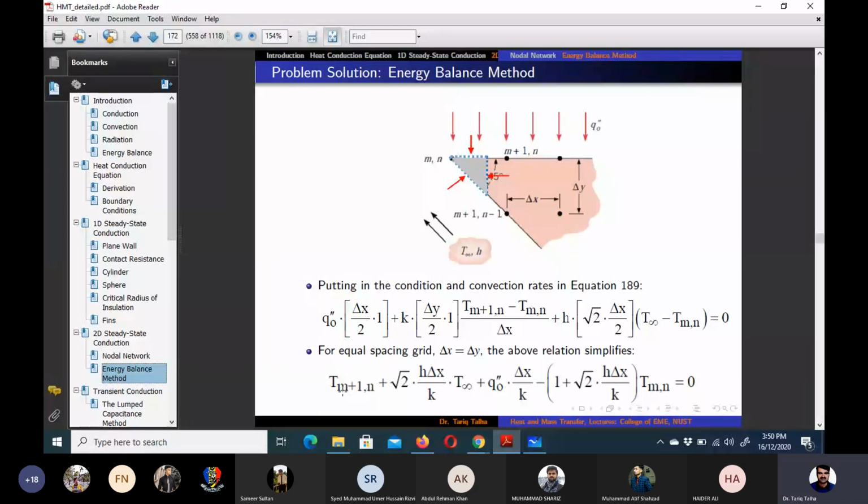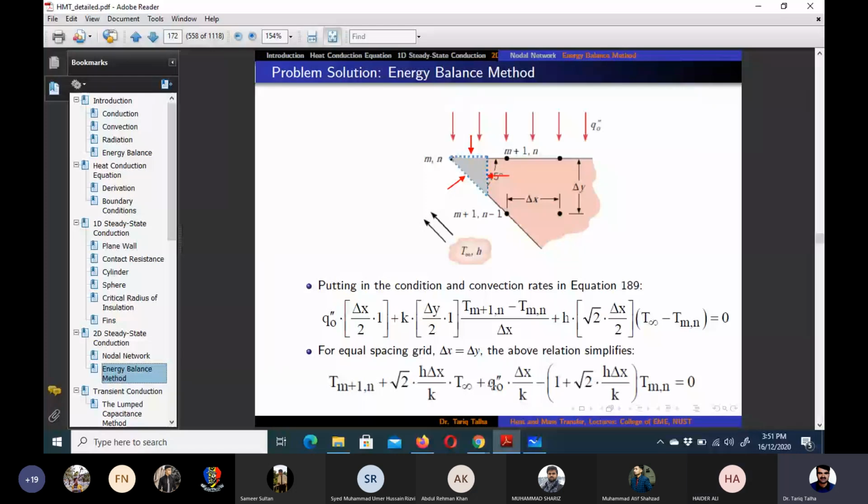There are four terms: Tmn, T infinity, then Q naught, and then the last one is the Tmn term. So which term would go on to the right hand side of the equation? T infinity. Thank you, Jayad. Anything else that can go on the right hand side? Q naught. Q naught term, because that is also given to us.